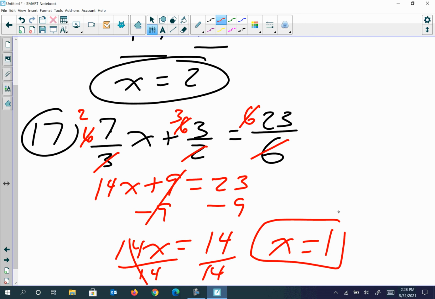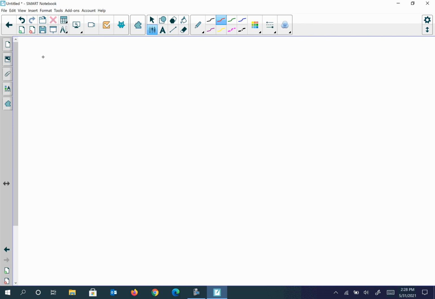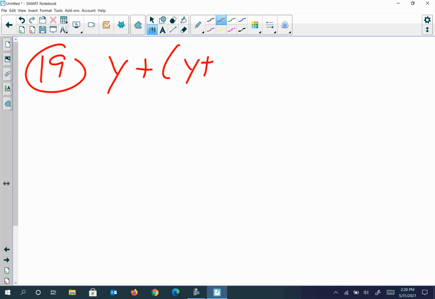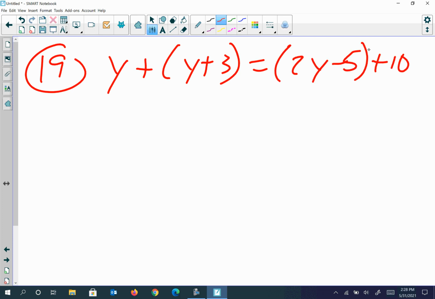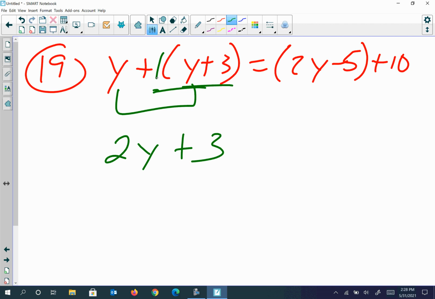And last problem, if we can get to it. Number 19. I have y plus 3 equals 2y minus 5 plus 10. So it looks like I can go ahead and drop those parentheses. So then I have y plus y is 2y plus 3. There's nothing to multiply over. I mean, 1 technically. Equals 2y minus 5 plus 10.